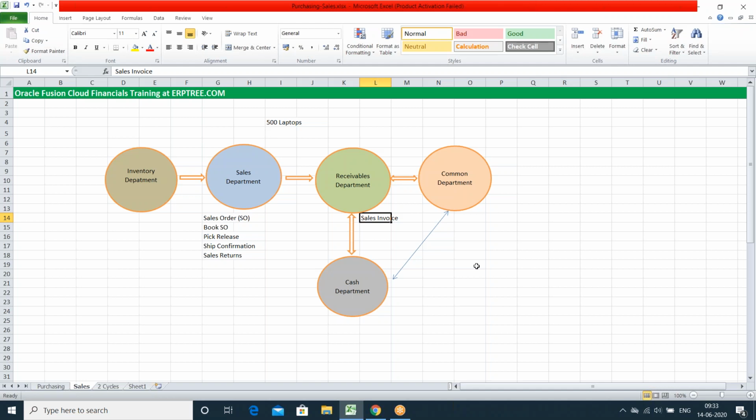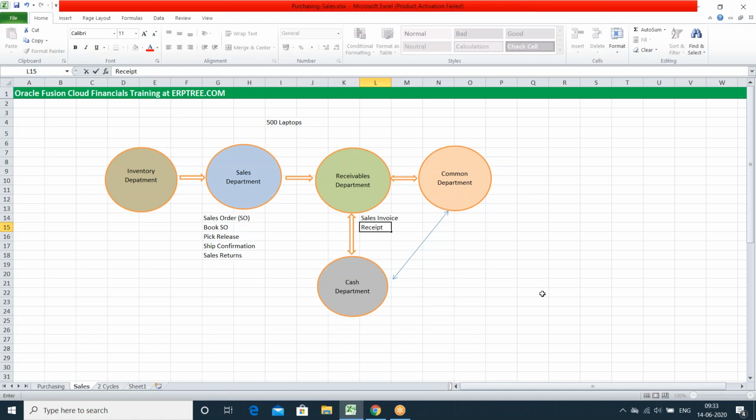Say the customer has to pay within 10 days. After 10 days, the receivables department will receive the payment. Of course, for that, the receivables department should follow up with the customer based on the sales invoice. Definitely the receivables department should follow up with the customers. Then they'll get the payment from the customer. Then the receivables department will record in their books as a receipt. You can call it a cash receipt.